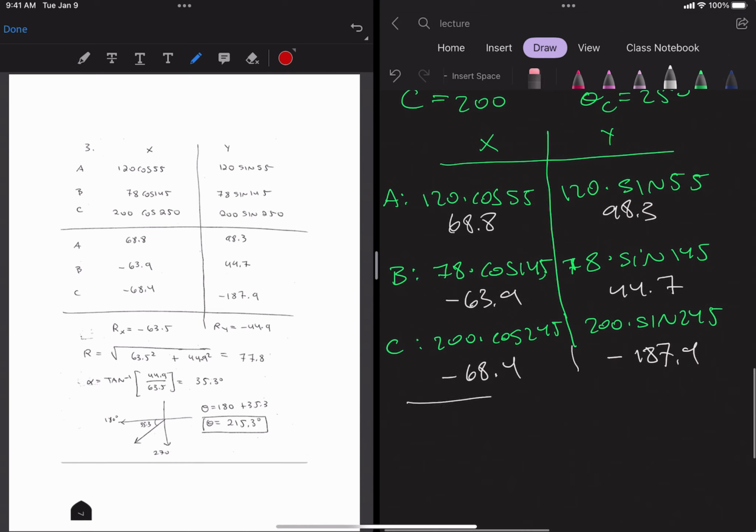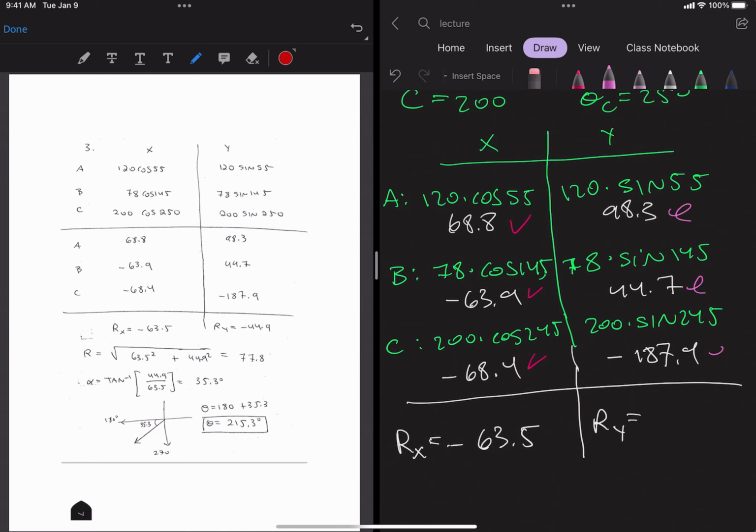Once you have the components, you can add them together to get the total x component. I'm going to call this Rx, which means add the x's together. That's going to give you minus 63.5 for the total x component. And the total y component is add the y components together. This is going to give you minus 44.9.